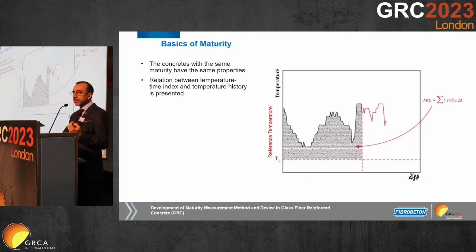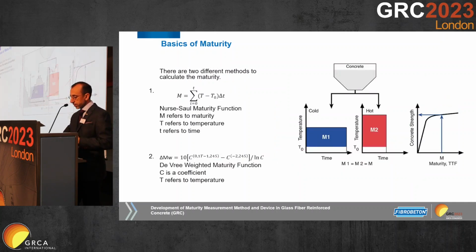but we applied these studies specifically onto GRC, a fiber composite application and also thin elements, whereas until this moment, all the maturity data has been gathered for normal concrete works, not a fibrous composition. If we dig into the basics of maturity, I'll share two different equations actually. One of them we have used, and we will talk about that later.